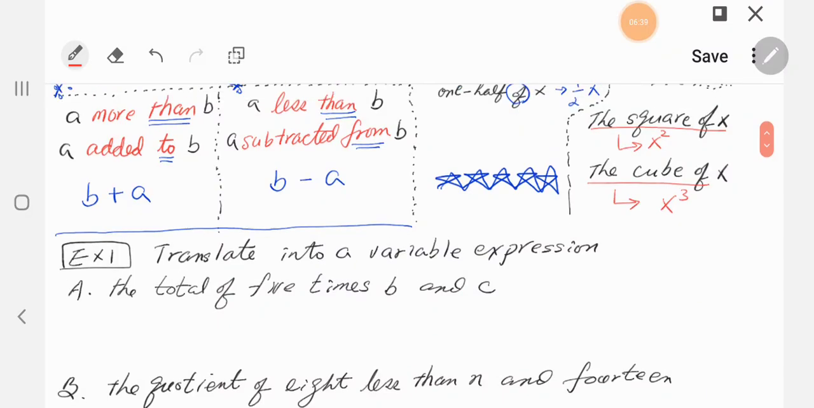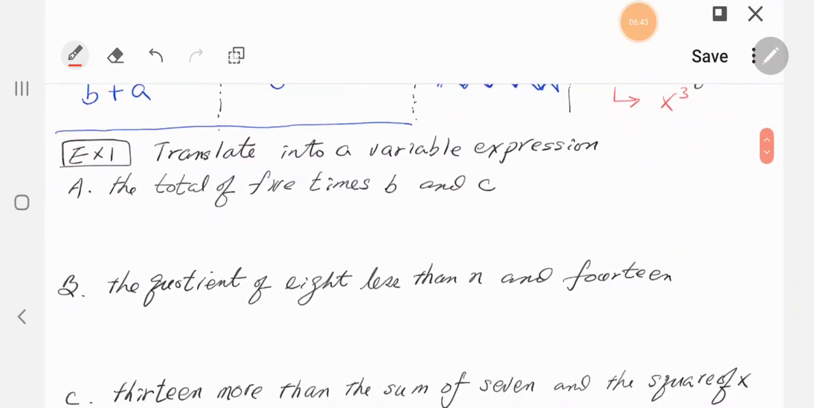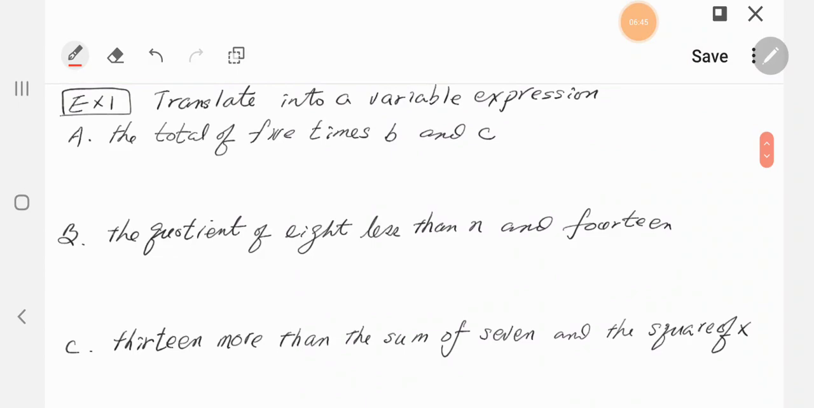Okay, so we have this type of phrase. Using this phrase, let's change the expression into a variable expression. The total of A. Look at this. The format of "the total of" means we must have "and".